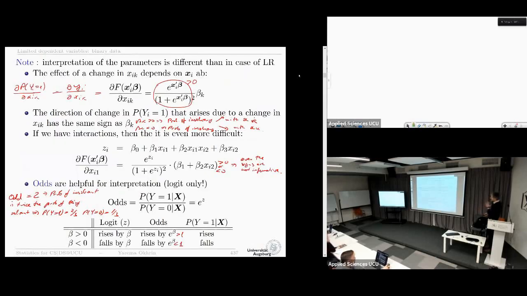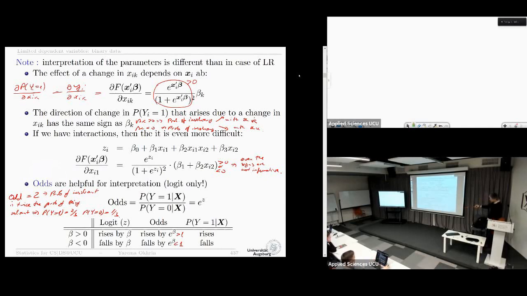Then we talked about the interpretation of the parameters. The only thing that we can learn from the parameters is their impact on the probability. So if the parameter is positive, then the probability of being insolvent increases. If the parameter is negative, then the probability of being insolvent decreases.